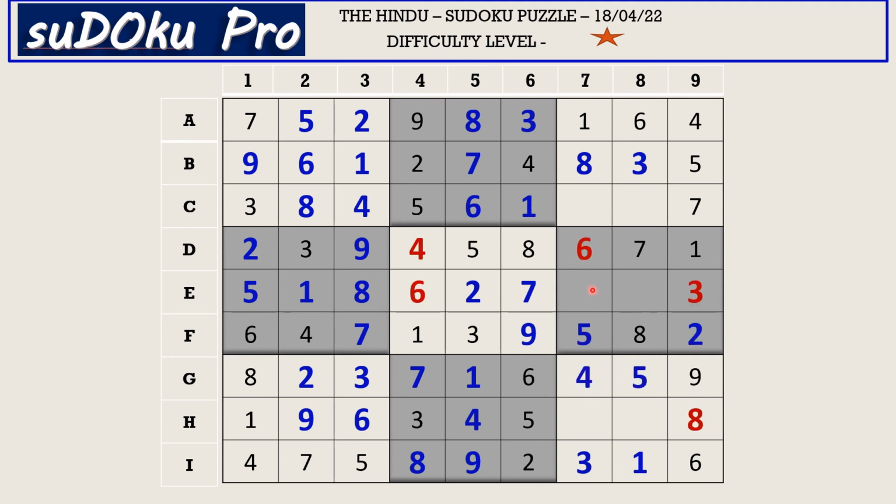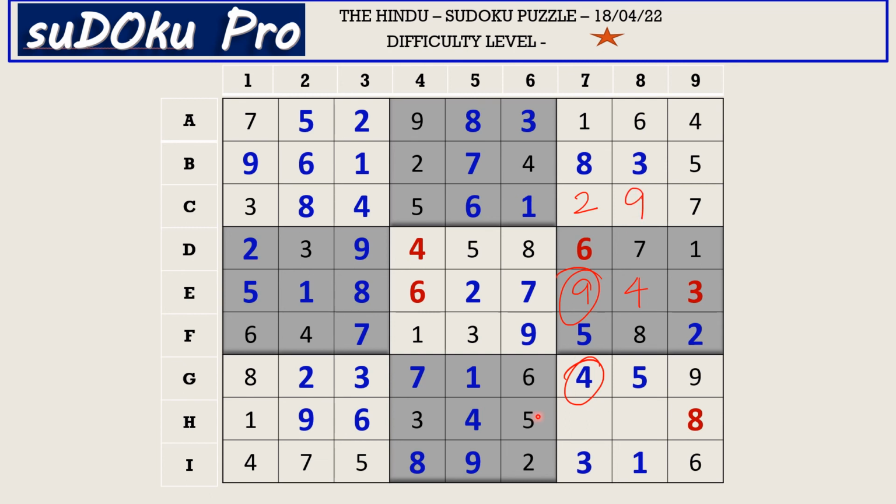The missing numbers in this block are 4 and 9. There is a 4 blocking from here. So E7 takes 9 and E8 takes 4. In this block, the third block, the missing numbers are 2 and 9. There is a 9 here. So C7 takes 2 and C8 takes 9.